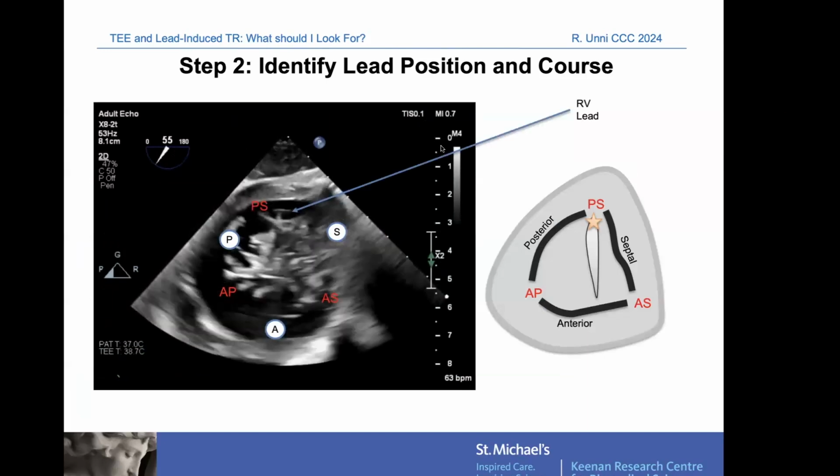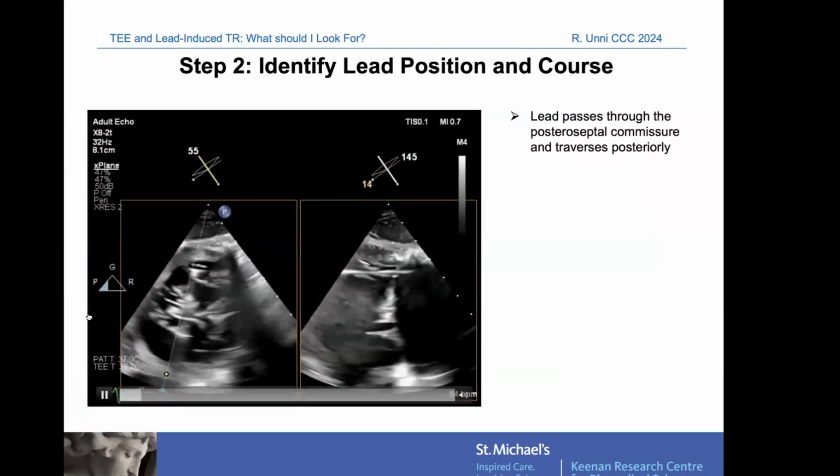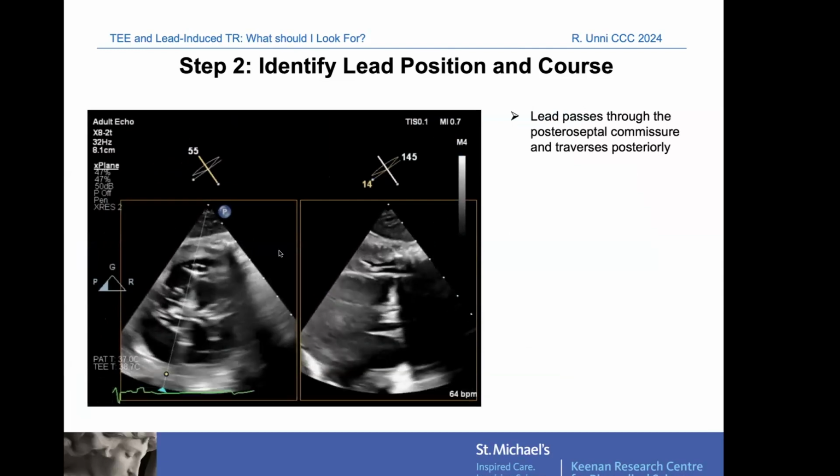It's moving well. It looks very free. And when you X-plane directly through the lead, as best as you can, I'll show you a picture here, you can hopefully see that the lead, again, passes and traverses very posteriorly. It almost hugs the wall. So I would say that this lead passes through the posterior septal commissure and traverses posteriorly.